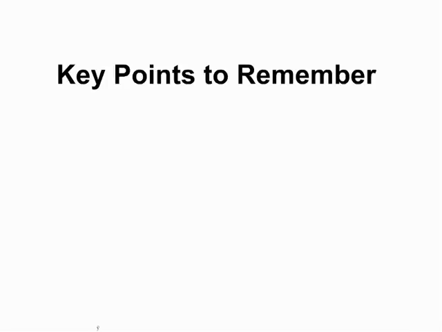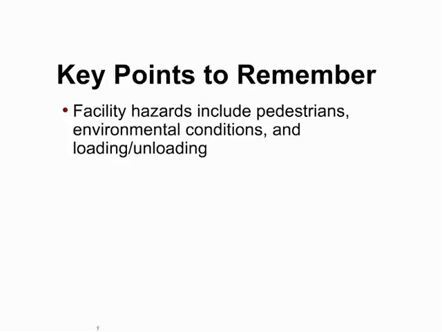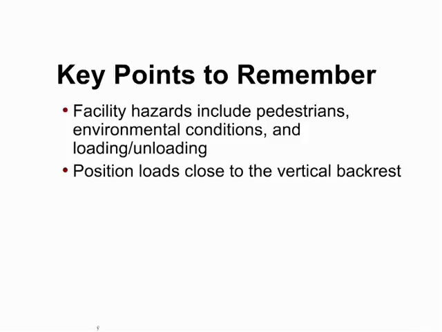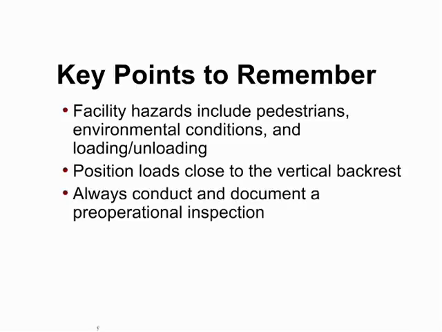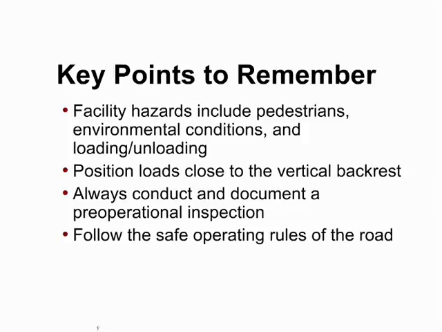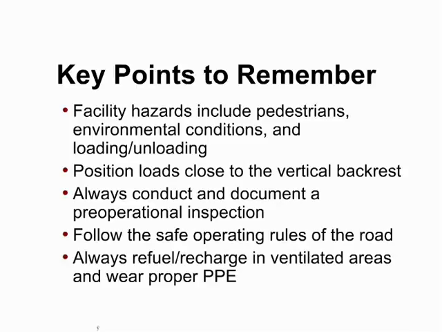Here are the key points to remember about this session on forklift safety. Know the main hazards of forklifts, which include pedestrians, environmental conditions in the workplace, and loading and unloading. Position loads as close as possible to the vertical backrest. Remember what you learned about the center of gravity of a load and the stability triangle. Always conduct and document a pre-operational inspection before operating a forklift. Always follow the safe operating rules of the road. And finally, refuel or recharge your forklift in properly ventilated areas, following all safety rules and wearing proper PPE.